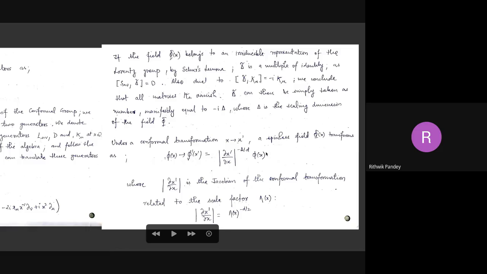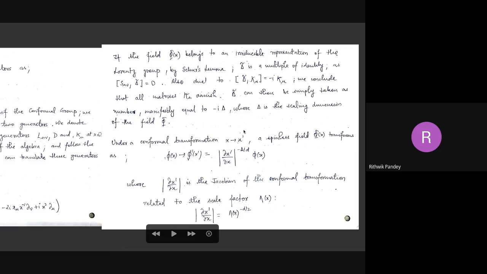As we can see, here this |∂x'/∂x| is the Jacobian of the conformal transformation, and this is related to the scale factor in the following way. The scale factor is the thing by which the metric scales. So now, why do we call it the scaling dimension?